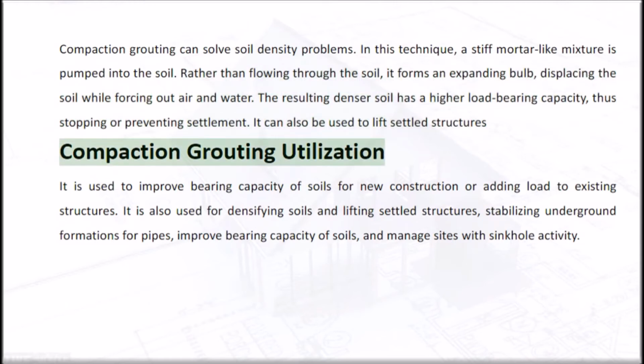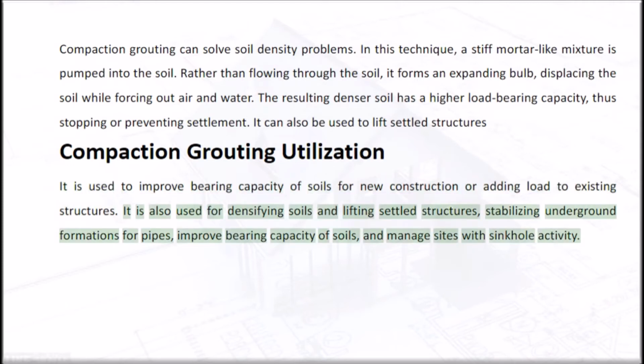Compaction grouting utilization. It is used to improve bearing capacity of soils for new construction or adding load to existing structures. It is also used for densifying soils and lifting settled structures, stabilizing underground formations for pipes, improving bearing capacity of soils, and managing sites with sinkhole activity.